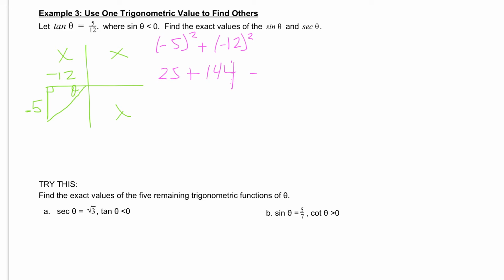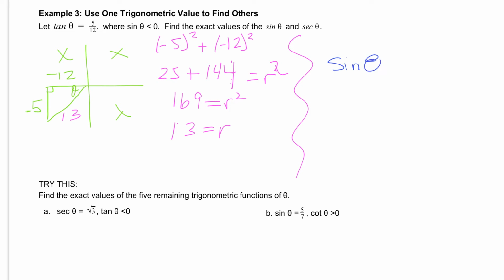And that's equal to r squared. 25 plus 144 will give us 169, equal to r squared. And then the square root of 169 would give us r to be 13. And so we can label that on our triangle. And from there, we can go ahead and find the sine of theta and the secant of theta. So sine of theta is going to be, if here's theta, the opposite over the hypotenuse, so negative 5 over 13.